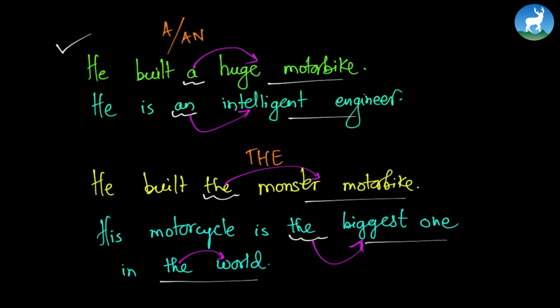So this motorbike is the biggest one. No one has ever created another kind of motorbike which is as big as Dunham's, right? And the world, there's only one world, right?